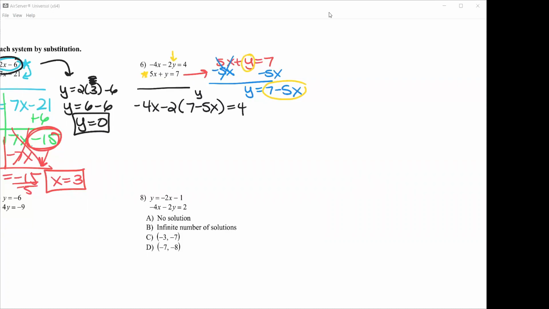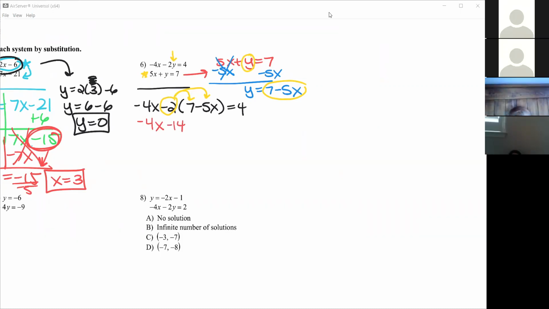All right, so I am going to distribute negative 2. So this becomes negative 4x. Negative 2 times 7 is negative 14. Notice that negative 2 is gone. And then negative 2 times negative 5x is positive 10x. And then that is equal to 4. So now I'm going to combine like terms. I have negative 4x and positive 10x, which is positive 6x, minus 14 is equal to 4.